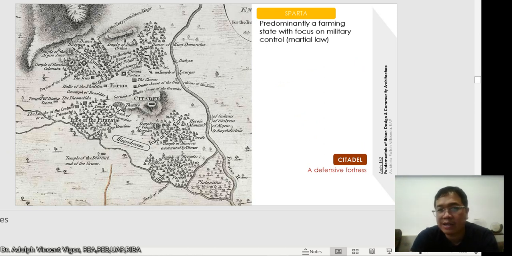So we have here the Sparta, which is predominantly a farming state with focus on military control or martial law. So a citadel is a defensive fortress.